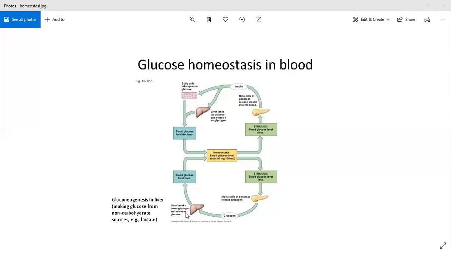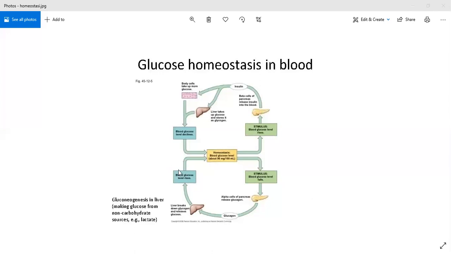Glycogenolysis. Remember, we said the production of glycogen from glucose is glycogenesis. So this one, we are breaking down the glycogen back to glucose. It's glycogenolysis. So lysis means breakdown. Glycogenolysis, glycogen breakdown. So when we break down that glycogen, what will happen?